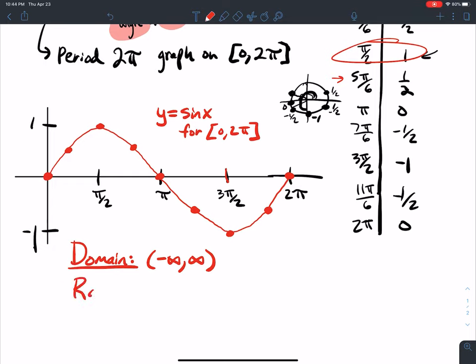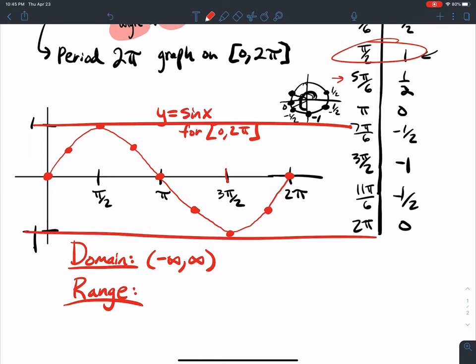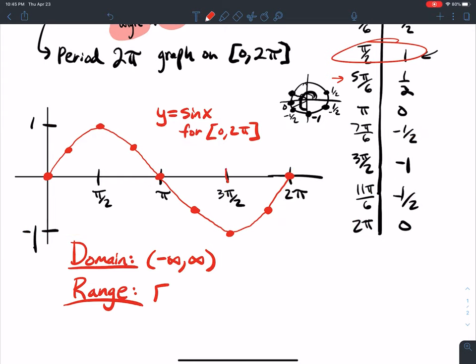However, the range is restricted. The range, the output, the y value: the biggest my sine value gets is 1. The smallest my sine value gets is -1. It's always stuck in between 1 and -1. So the range is between -1 and 1, inclusive, meaning we include those values. We actually obtain those values at odd multiples of pi over 2.